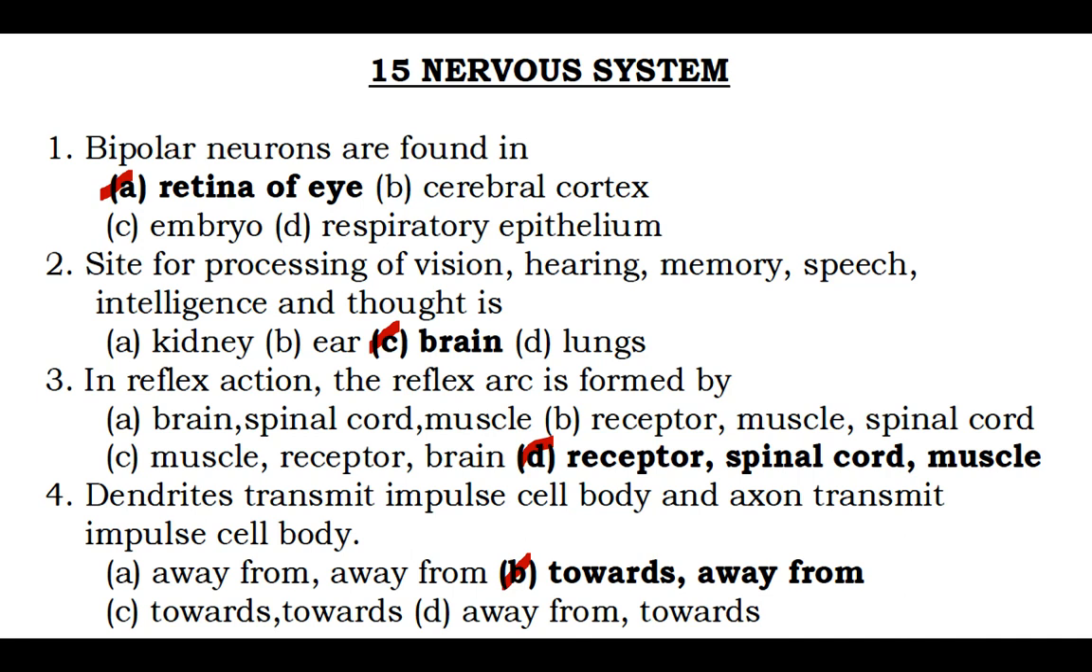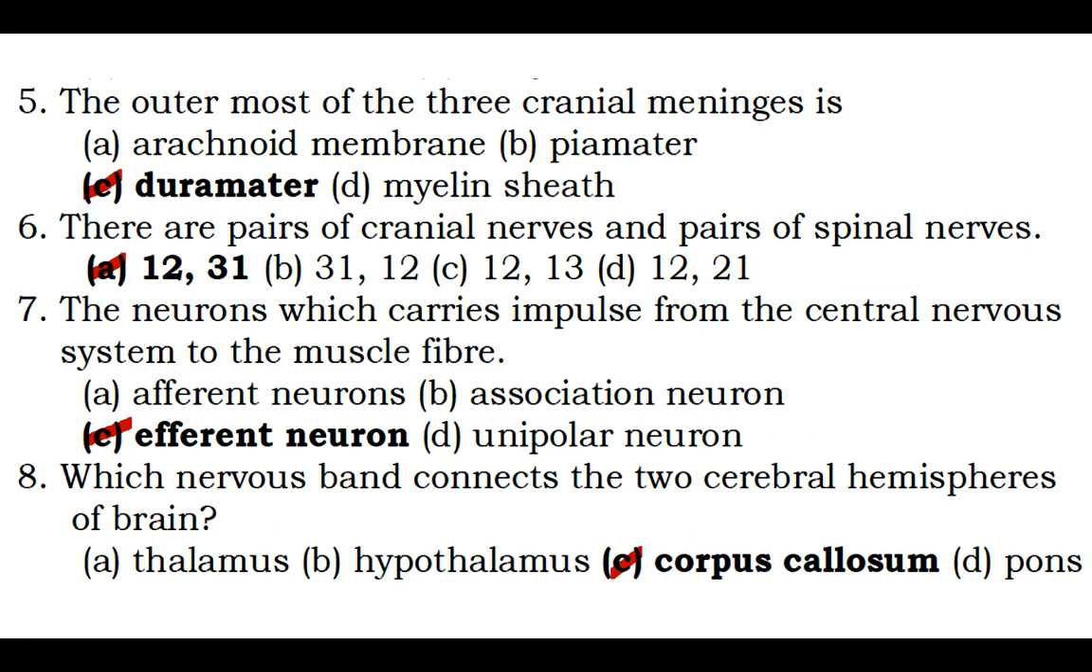Question number 4. Dendrites transmit impulse cell body and axon transmit impulse cell body. Option B, towards and away from. So dendrites transmit impulse towards the cell body and axon transmit impulse away from it. Question number 5. The outermost of the 3 cranial meninges is option C, dura mater.